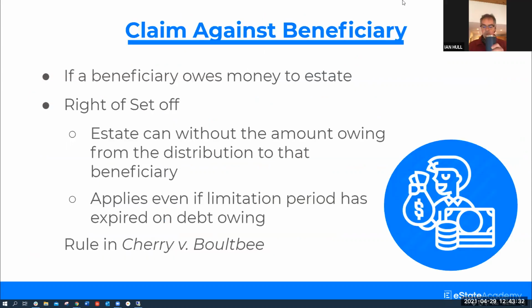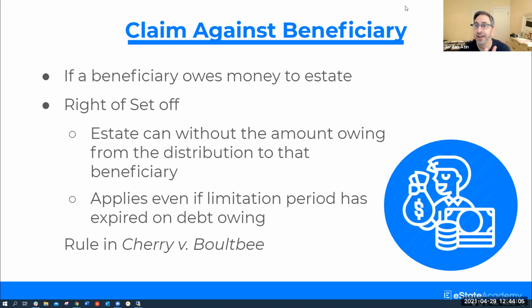That's right. What about claims where there's a claim against a beneficiary? A beneficiary owes money to the estate. This is another special defense, or claim really, that estates have that pretty much no one else has. And this is the right, we typically call it a right of set off. So the beneficiary owes money to the estate. They say, well, I'm not paying or whatever else. The estate can withhold that amount from the distribution to that beneficiary.